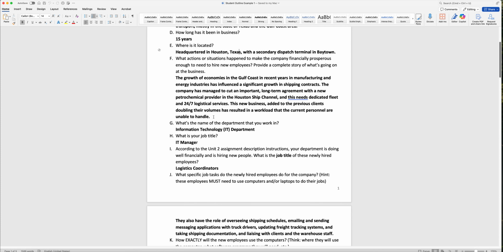So in this case, this student wrote, the growth of economies in the Gulf Coast in recent years in manufacturing and energy industries has influenced a significant growth in shipping contracts. So if this student would have stopped right there, it would not be enough information. Because you can go ask any business owner, hey, there is a new apartment complex that's being built next to your coffee shop. Just because there's a new apartment complex being built there, it doesn't automatically mean that the people will come to the coffee shop.